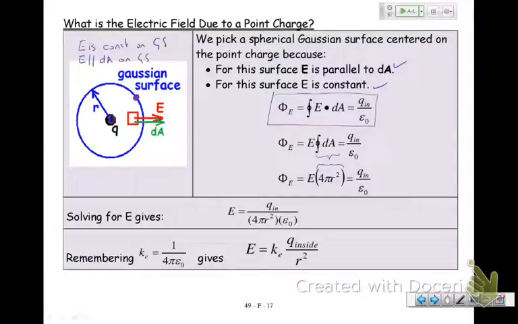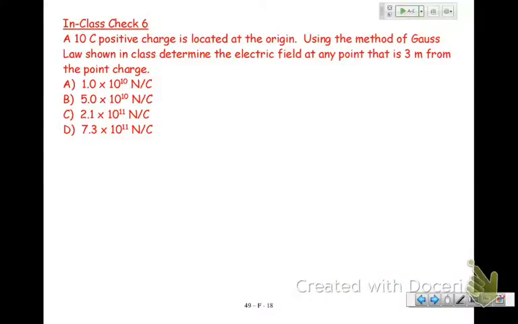We like to go back to kE in physics. So we say kE is equal to 1 over 4 pi epsilon naught. So E is equal to, well, there's a 4, there's a pi, there's an epsilon naught. 1 over those three is a kE, so there's my kE, Q inside over r squared. Isn't that the equation we learned from Coulomb's law? Yeah, we've done this before. This is just redoing what we've done before in a different way, but we get the same answer. So that builds confidence. Nothing like reinforcement.